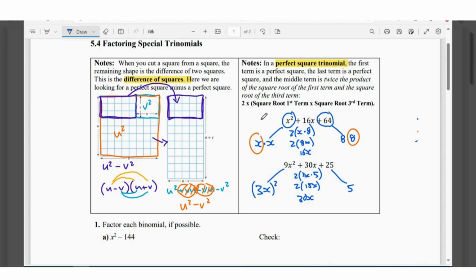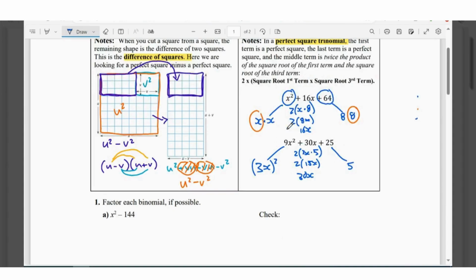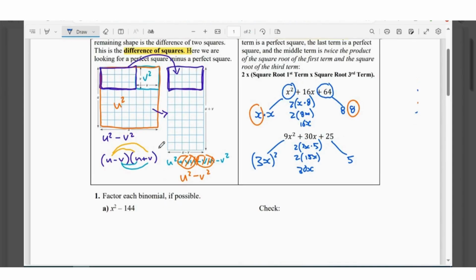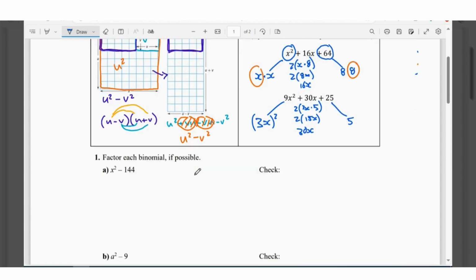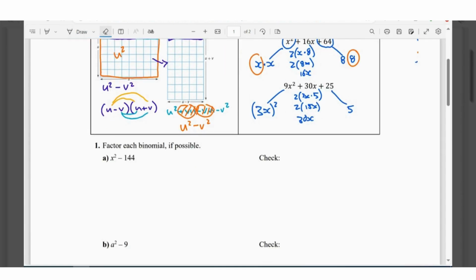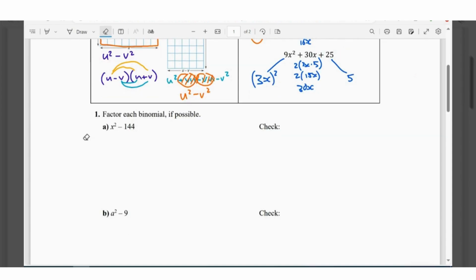So we're looking for perfect squares on the outsides, and the middle is 2 times the square root of the first term times the square root of the third term. Okay, and this one we're looking for the difference, so a perfect square minus a perfect square. Okay, a lot of description. Hopefully it'll be cleared up with some of the examples.